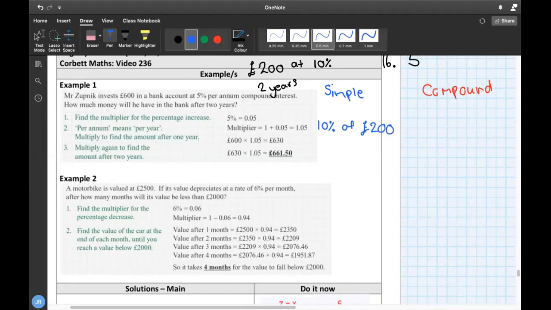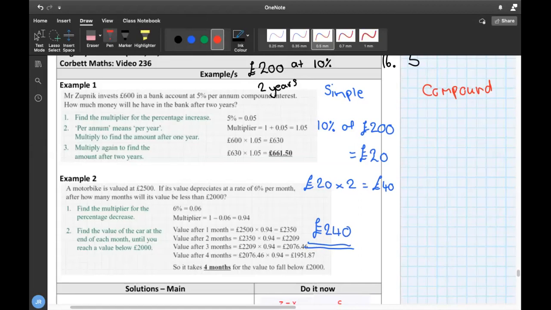To find 10%, we need to divide that by 10. So that is equal to £20. Because we've got 2 years, we're just going to multiply that amount of interest by 2. So we do £20 times 2, giving us £40. And then we need to remember to add that back onto the original amount, which was 200. So 2 years, simple interest at 10%, you'd end up with £240.